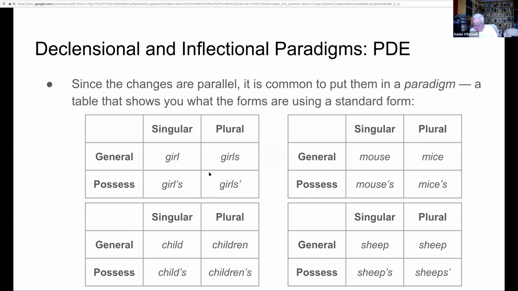Next one over, I got mouse, mice, same thing. I've got on the first row the general case, the subject and the object case. In the singular, it's mouse. In the plural, it's mice. In the possessive, it's mouse's, I'm guessing. And in the plural, it's mice's, or I don't know. Same for child, child and children. In the general case, singular and plural, and child's and children's. This one, by the way, is really cool. This is one of my favorite ones because it's actually got a double plural.